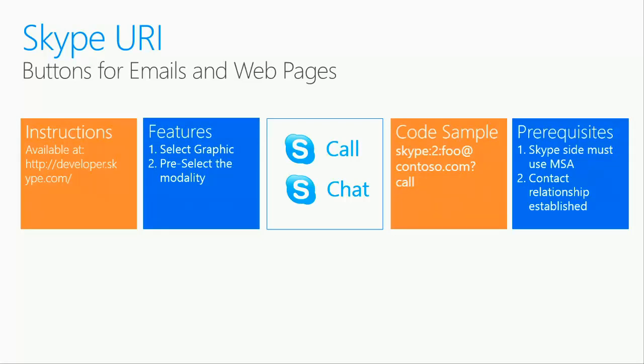Okay? Prerequisites must be an MSA. In order to use this capability, the contact relationship must already have been established. So you've already sent an invite to Mr. Fu or Mrs. Fu over in Contoso.